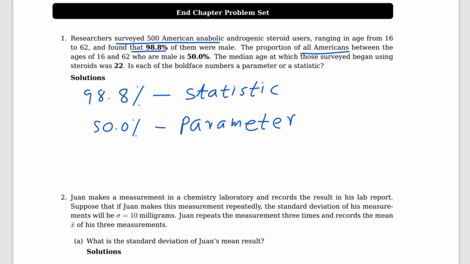Okay, next one. 22. What is the 22? That's the median. Yes, it is a statistic. Why? It is from the sample, and therefore a statistic. Understood that? So you should know how to recognize those for the test.